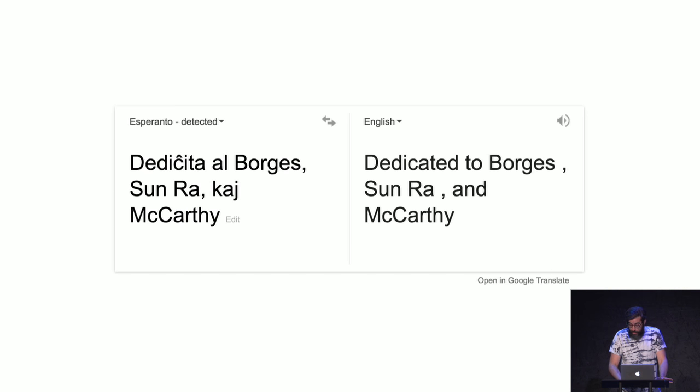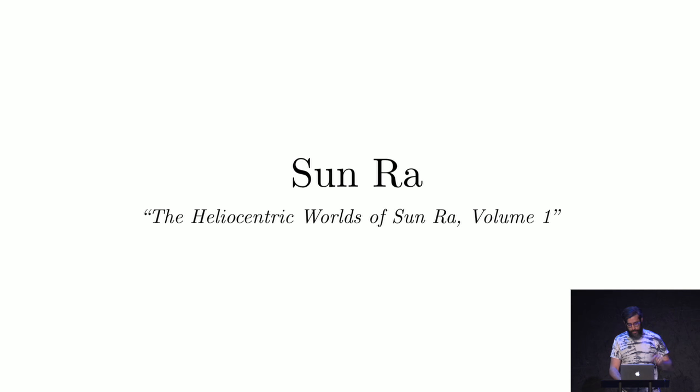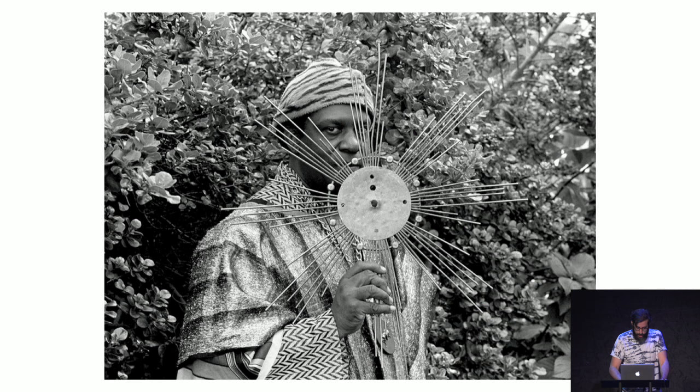And so since not everyone will know who these folks are, these three people who the dedication was dedicated to, I'm just going to give you a little tiny bite-sized introduction to each of these people. So Sun Ra, whose record I also found in that box, is one of the greatest jazz composers and performers of all time. Was. He's not around anymore. He was unfathomably prolific and original, uncompromising, and literally not of this world.